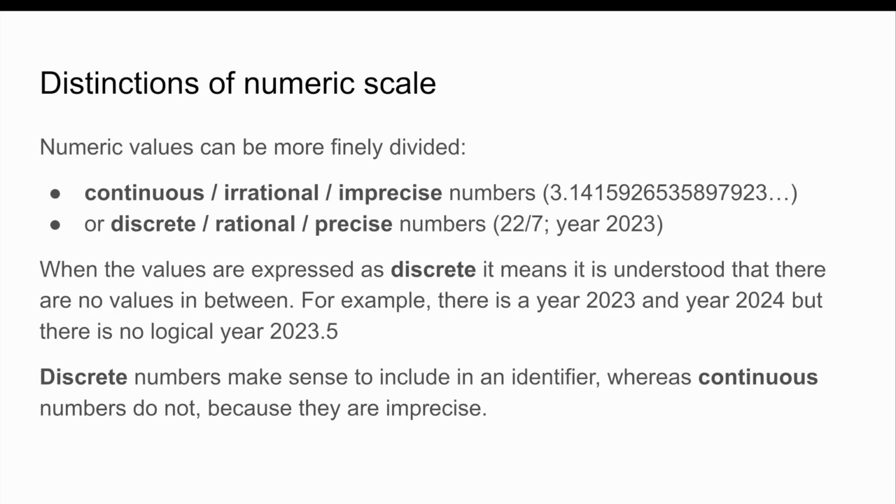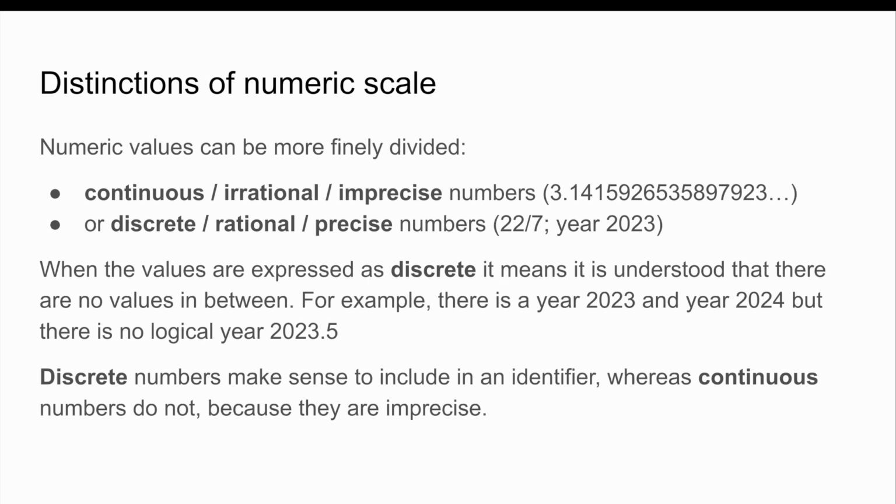So to expand on numeric scale, we can think of finer distinctions. We can think of numeric scale values as being continuous or as discrete. So some numbers are inherently continuous or irrational or imprecise. If we take the number pi, for example, it's irrational, and to represent it requires ever more digits to try to get it more and more precise, but never perfect. Whereas a discrete number is representing an exact amount that needs no further representation to make it any more precise. So we call it a precise number or a rational number.